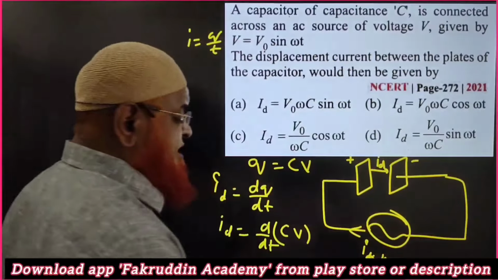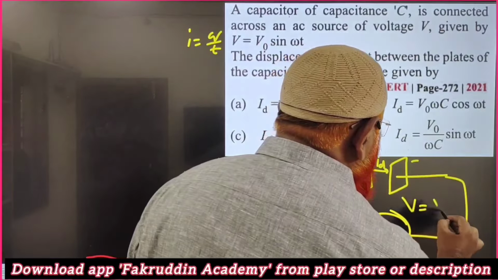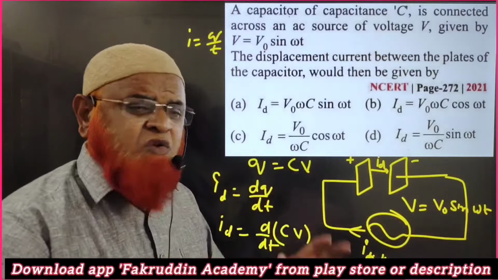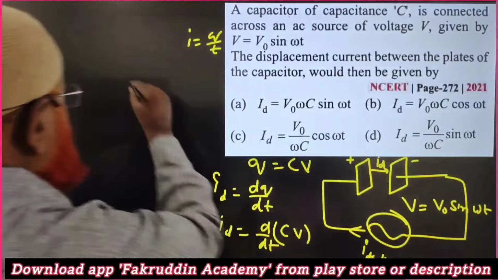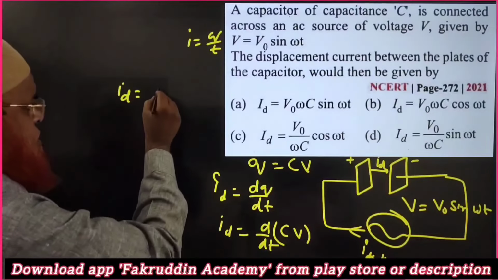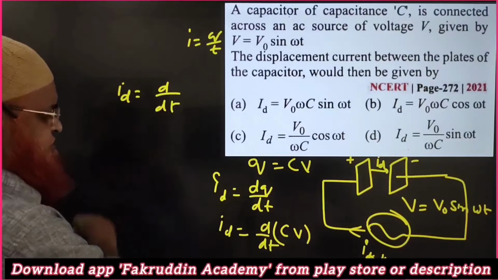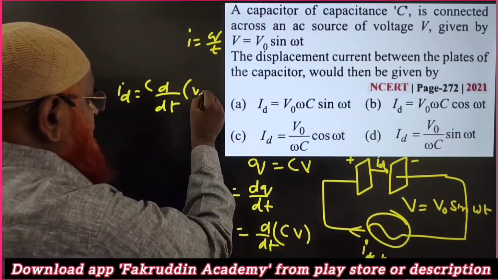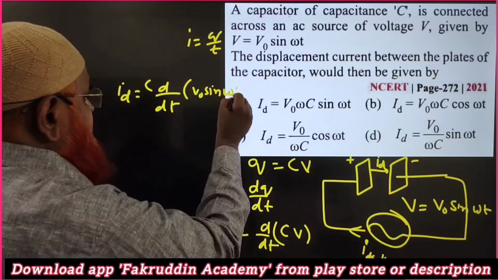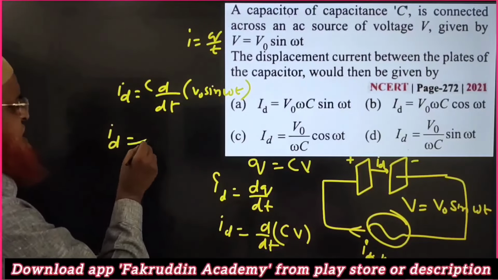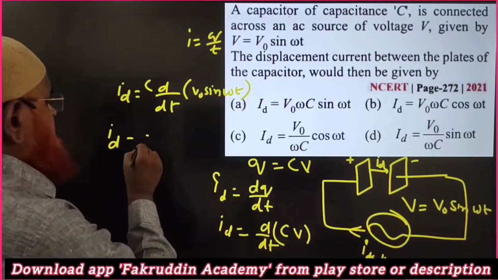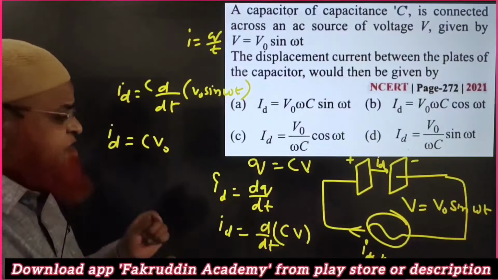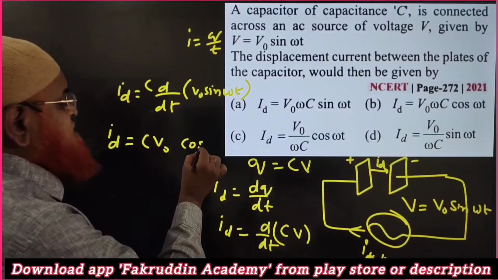And it is said in the problem that you have to consider the AC current. Then what happens? It is represented with V is equal to V naught sine omega t, because it is a sinusoidal wave. Then you write current is equal to d by dt of C, which is constant. Instead of V, you write V naught sine omega t. So C you write like that only, and V naught you write like that only. Sine omega t, if you differentiate, you will get cos omega t.